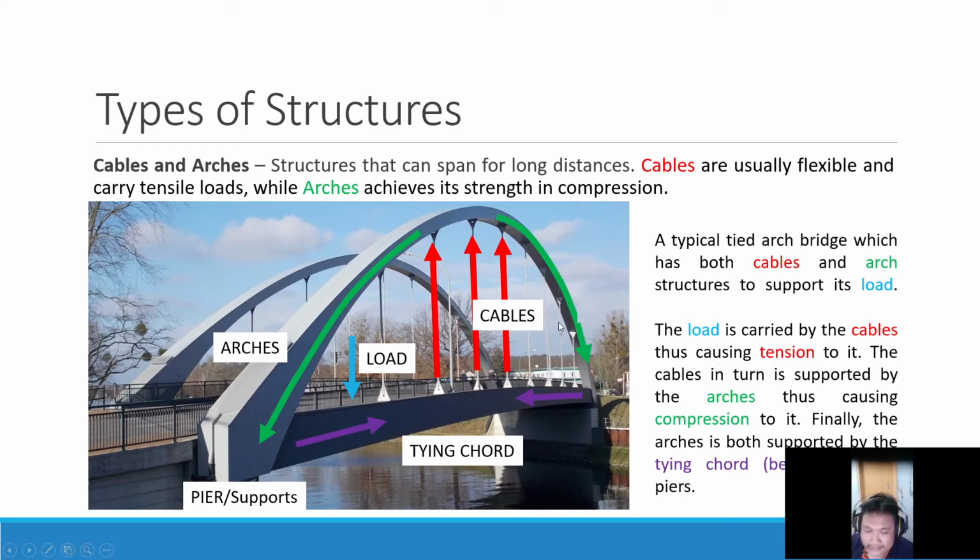So ganito na. Kita nyo kung ano ingenuity ng mga engineers. Matatalino talaga mga engineers kasi as you can see, combinations ng mga different structures, cables and arches. A typical tied arc bridge. So if you will design in the future, maging civil engineer kayo, you can use this type of bridge. Both cables and arches. Huwag nyo kalimutan tong tying cord or yung beam. So you can read this one. So we can go to another types of structures.